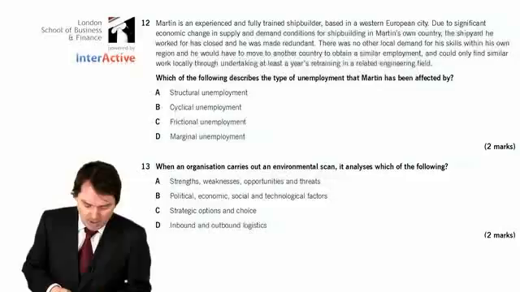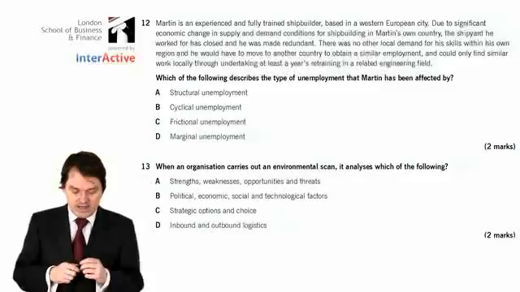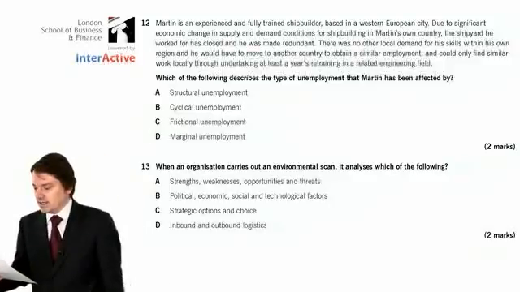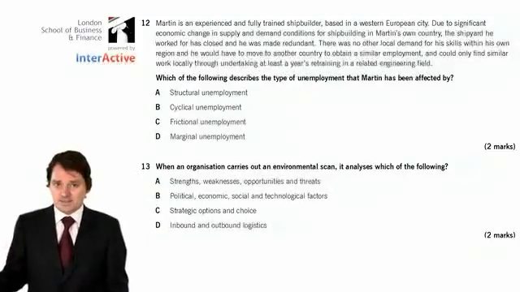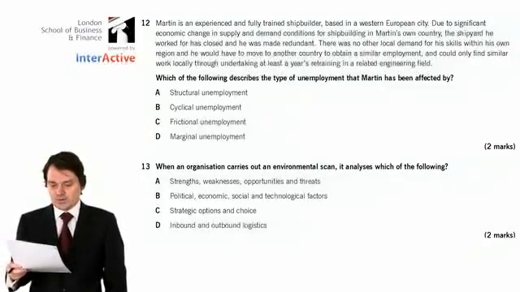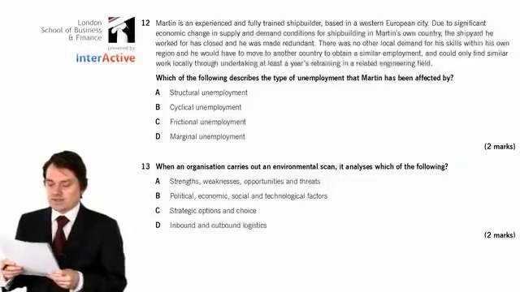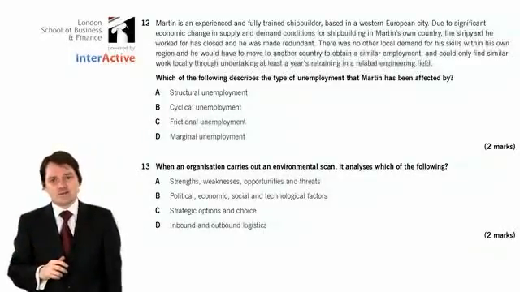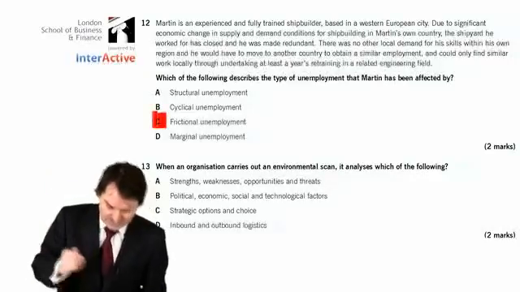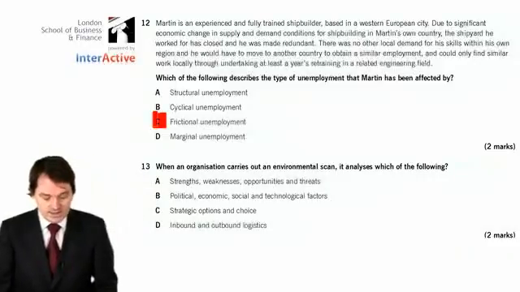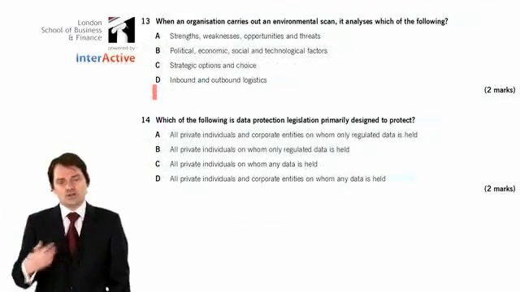So Martin is an experienced shipbuilder, so it means he's got some skills. Based in a Western European city, due to significant economic changes in supply and demand conditions, Martin works for a shipyard which is now closed and is made redundant. Martin has some skills, and the skills are no longer needed. So, there was no other local demand for his skills within his own region, and he'd have to move to another country to obtain similar employment, and could only find similar work locally through undertaking a year's retraining. Which one is that? Well, remember, the key bit here is he's got skills which now aren't needed. That's C. Frictional unemployment is you've got skills that are not needed anymore. So, question 12, straightforward application of your knowledge to the scenario.